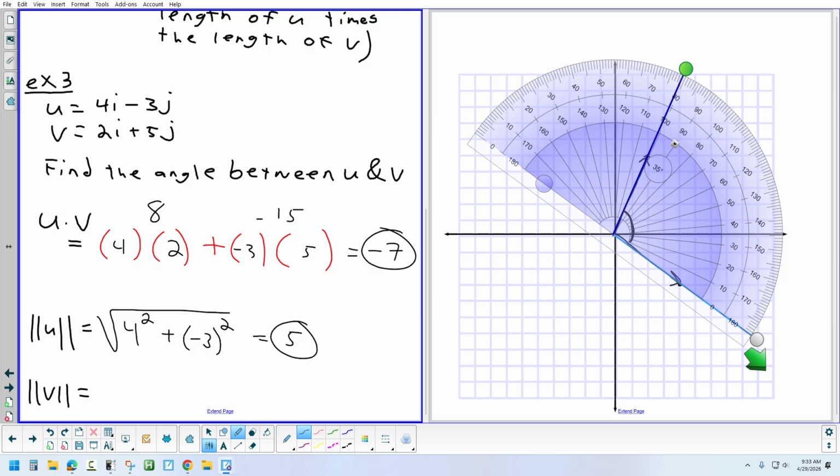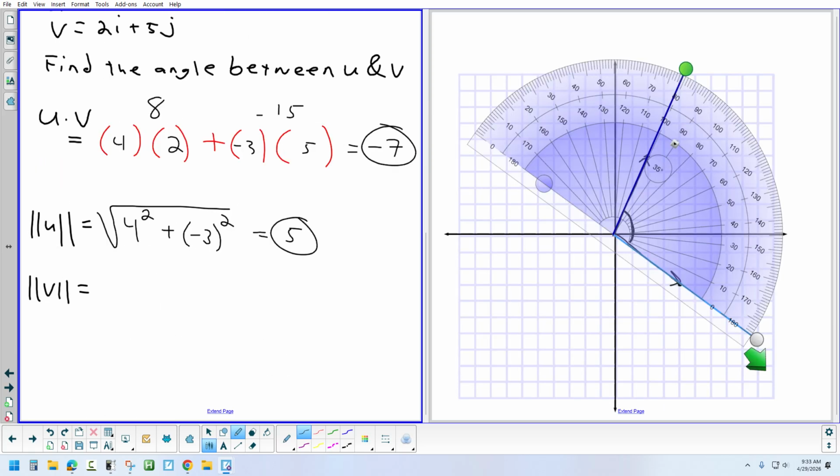Yep. And the last thing we need for the formula is the length of the other vector. Square root of 29. So you're going to have 2 squared plus 5 squared, and that's 4 plus 25, which is the square root of 29. Don't round it. Just leave that. All right, now we're going to fill those 3 numbers in.